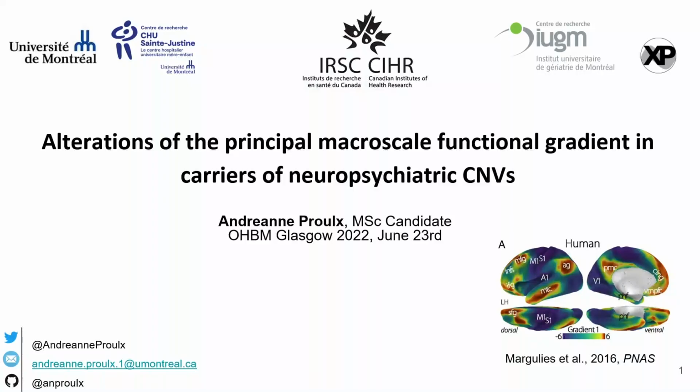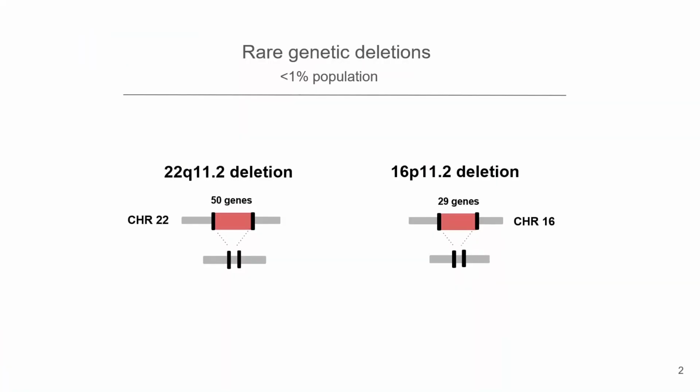And so, as you can see from the title of my presentation, I will be talking about the principal macroscale functional gradient and how that is impacted in populations that present a high genetic risk for neuropsychiatric conditions. I will specifically focus on two of these rare high-risk variants, the deletions at the 22q11.2 and 16p11.2 loci, which represent a loss in genetic material on the 22nd and 16th chromosomes, taking out 50 and 29 genes respectively.